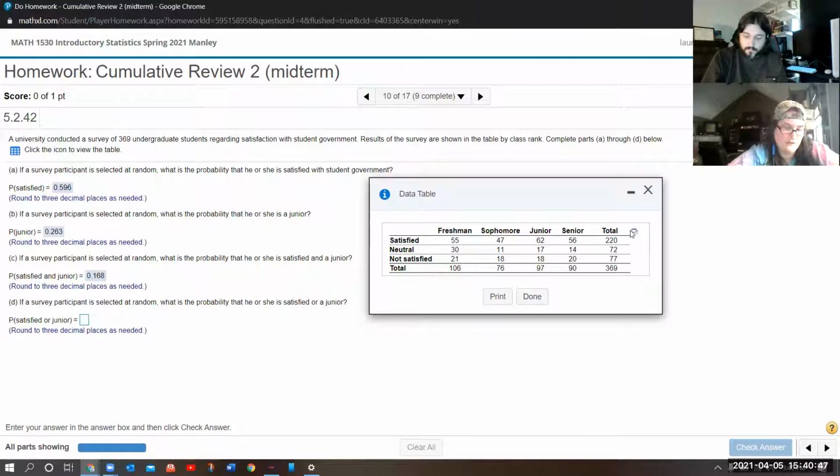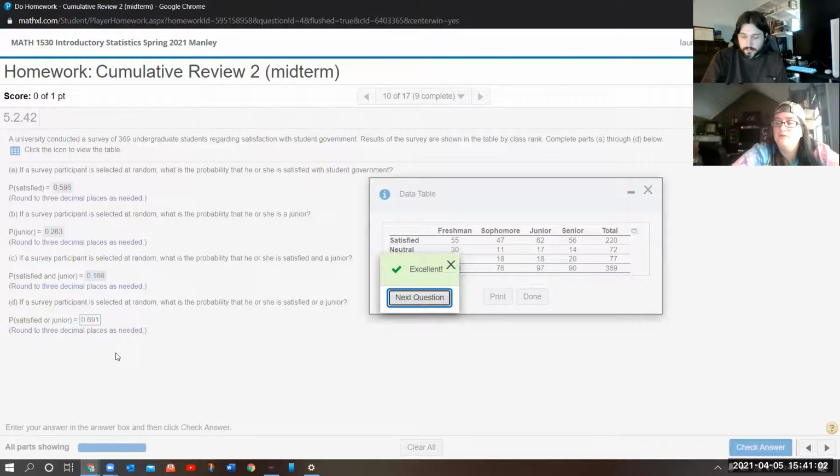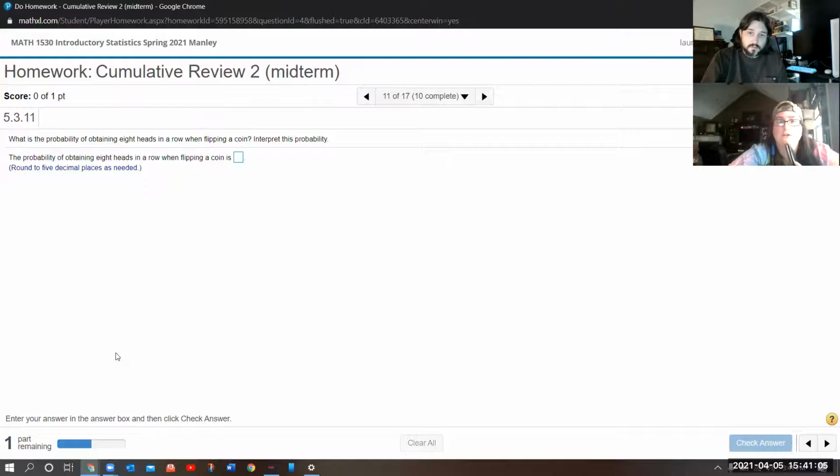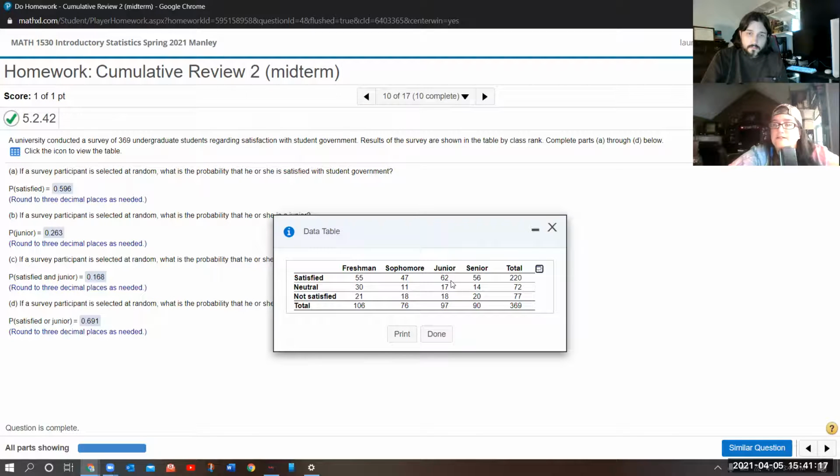Right. 60. Okay, good. Does it make sense why we did that? Yes, because we had already had 62, and instead of adding 62 twice and then having to subtract 62, then divide by 369, it saves you a step. Exactly. Very good.